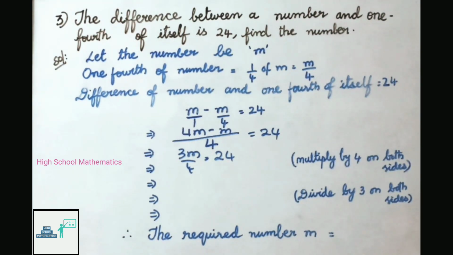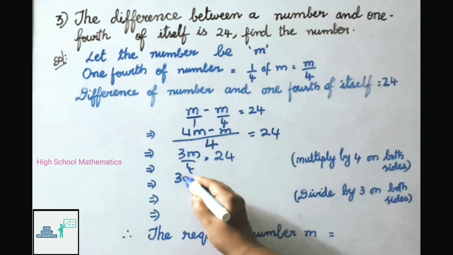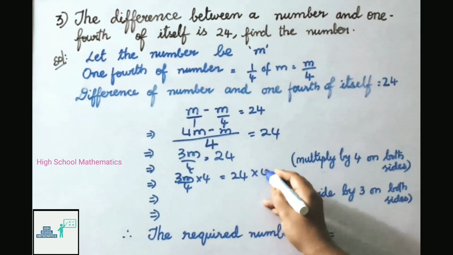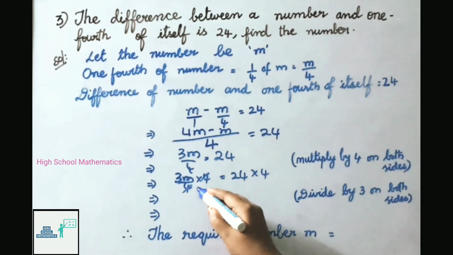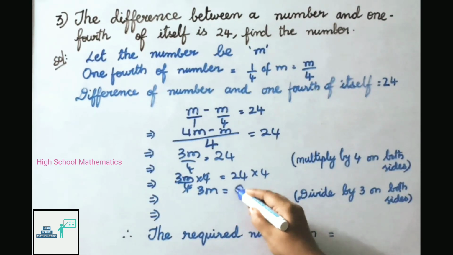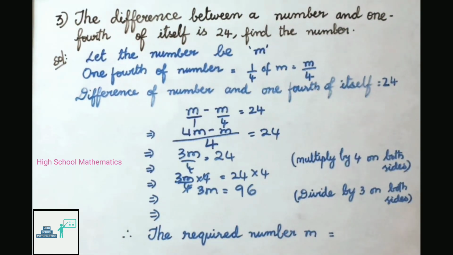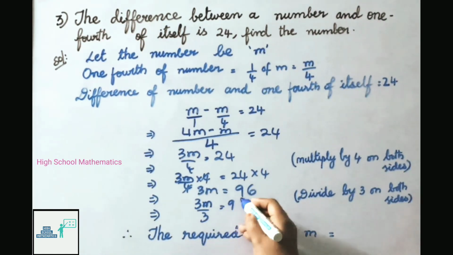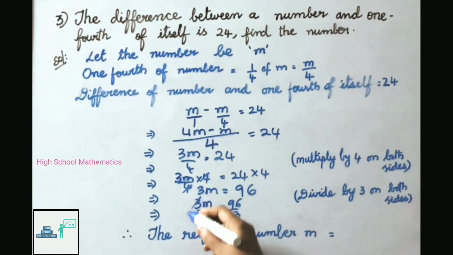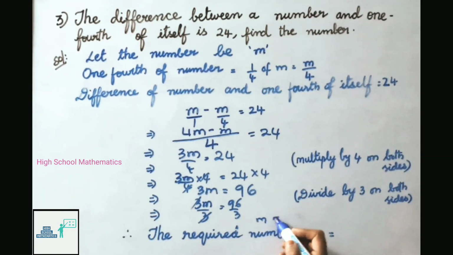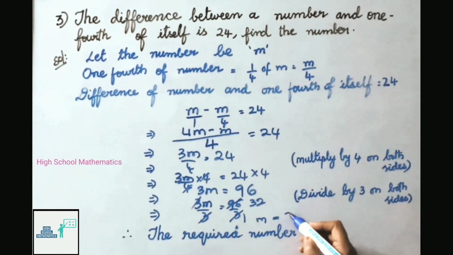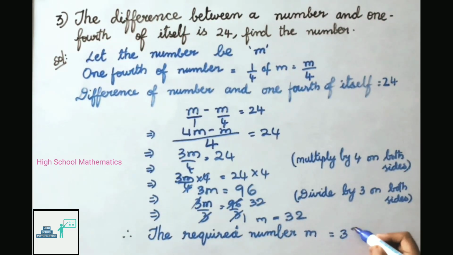Let us multiply by 4 on both sides. Write down 3m by 4 into 4 equals 24 into 4. Here 4 cancel. Write down 3m equals 24 4s are 96. Now let us divide by 3 on both sides. Write down 3m by 3 equals 96 by 3. Here 3 cancel. Write down m equals 3 ones are 3, 3 32s are 96. So m value is 32. Therefore the required number m is equal to 32.